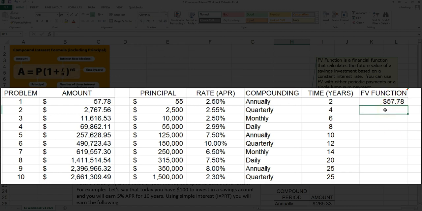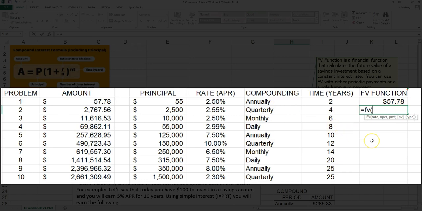I'll do one more, and then you can finish the rest of these. So this one, we start with $2,500, 2.55%, compounded quarterly for 4 years. So some of our variables here are going to be a little different. So let's go through and see how that works out. Once again, the equal sign, future value, the rate.